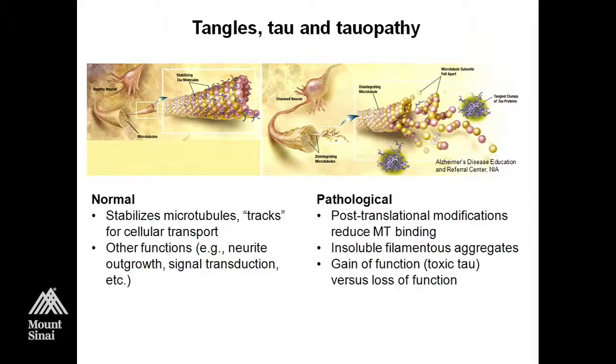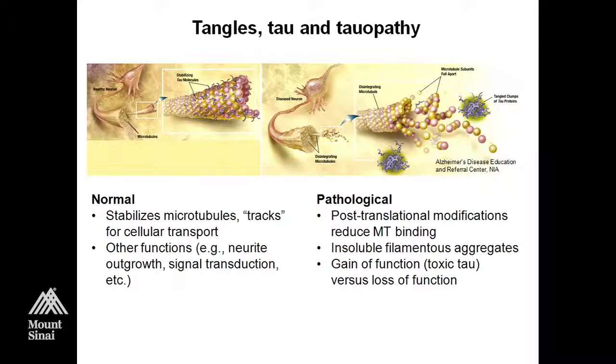So the neurofibrillary tangle is composed of the microtubule-associated protein tau. Tau normally is bound to the microtubule, and its normal function is to stabilize the microtubule, which serves as a track for cellular transport down axons. Tau probably has other functions as well, including neurite outgrowth and signal transduction. In the context of neurodegeneration, we observe tau dissociated from the microtubules, abnormally hyperphosphorylated and aggregated into these clumps. How these post-translational modifications occur, we don't know for sure, nor what the implications of these changes are.